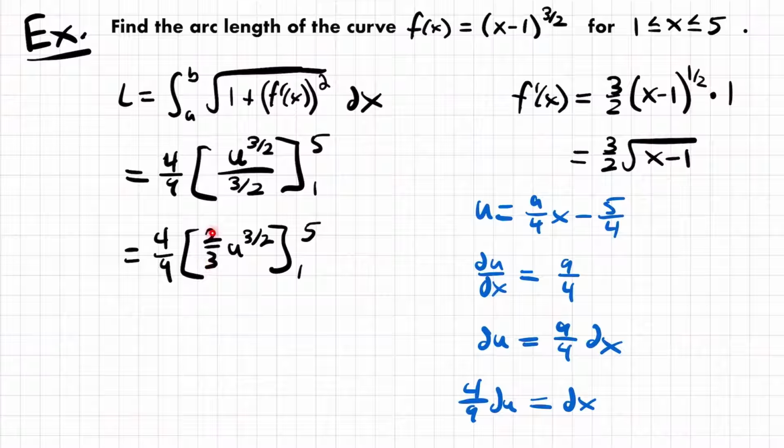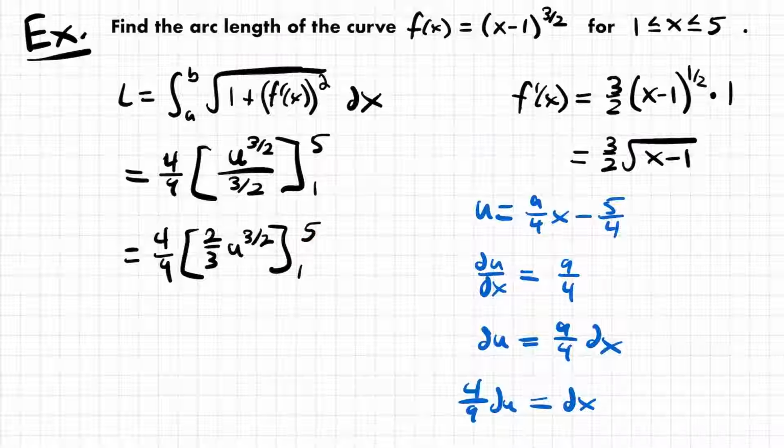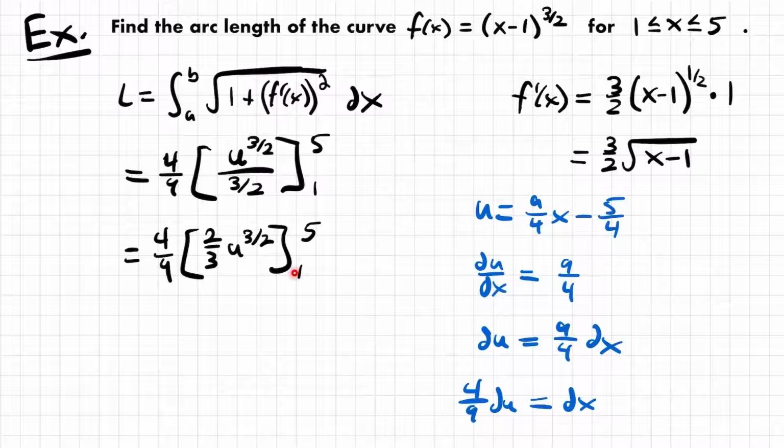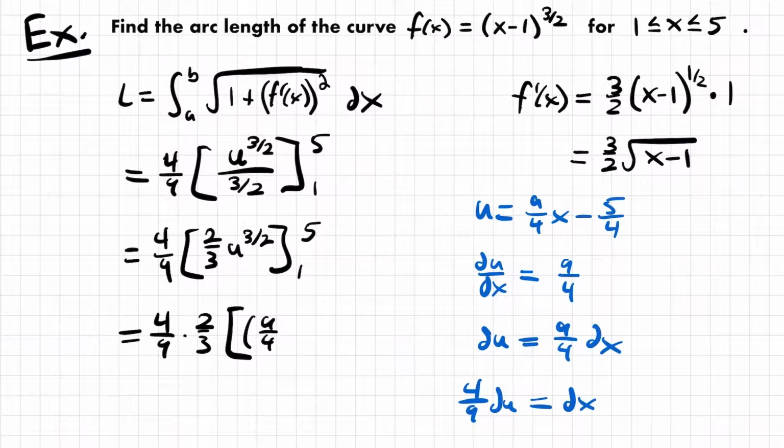Now we can pull that 2/3 outside and multiply it by 4/9, and then we can replace u with what we set it equal to so that we can then evaluate that expression at 5 and then subtract the evaluation at 1. And so remember, u is equal to 9/4 times x minus 5/4, and so what we'll have is that this is equal to 4/9 times 2/3 times u, which is 9/4 times x minus 5/4, to the power of 3/2 evaluated from 1 to 5.